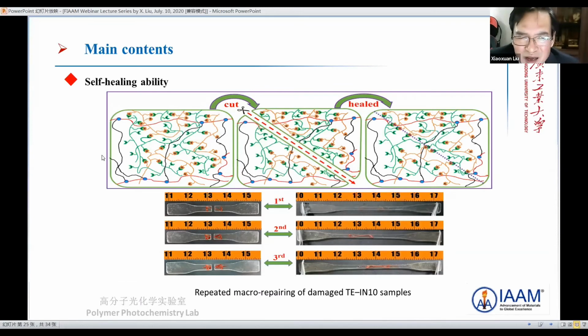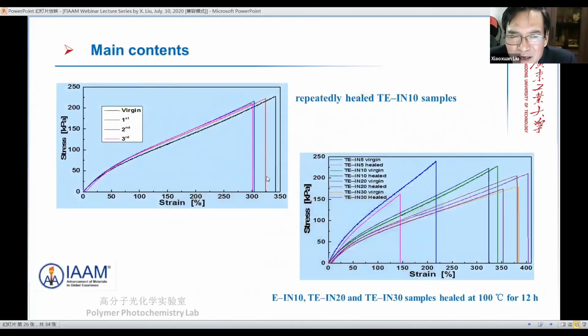So we have proposed a way of studying the healing abilities. We cut the crosslinked sample into two pieces and heal them together, recut together. These are photographs repeating macroscopic repairs of the tensile samples. So we can see the patch and the pieces heal together. It is repeated with heat and persistently keeps the good stress and mechanical properties.